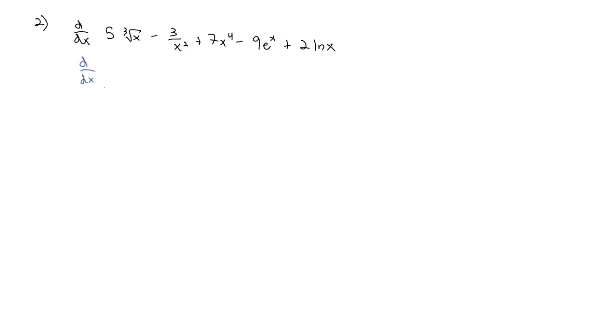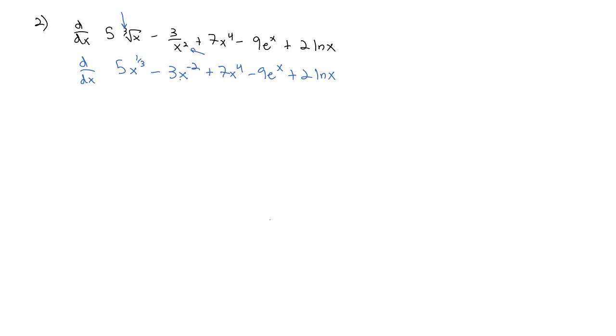So when we manipulate this first term, before we take the derivative, an index is going to become a fractional exponent. So that's going to go into the denominator. It's 5x to the 1/3. Minus something in the denominator can pop up to the numerator, we found out, by making it a negative exponent, 3x to the negative 2. Plus 7x to the 4th minus 9 e to the x plus 2 natural logs of x.